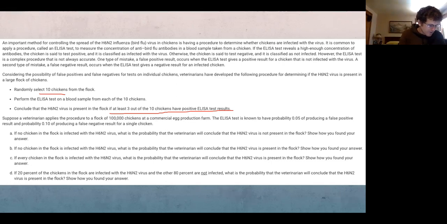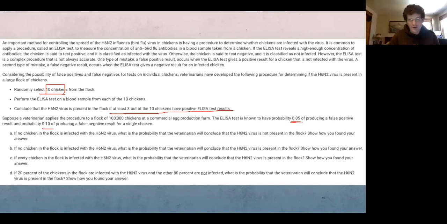All right, let's see what's going on. We've got a false positive rate of 0.05. We've got a false negative rate of 0.10. And we're still just checking 10 chickens, so make sure that's still understood. Let's go ahead and start answering the question. If no chicken in the flock is infected with the H6N2 virus, what's the probability that the veterinarian will conclude that the H6N2 virus is not present in the flock?